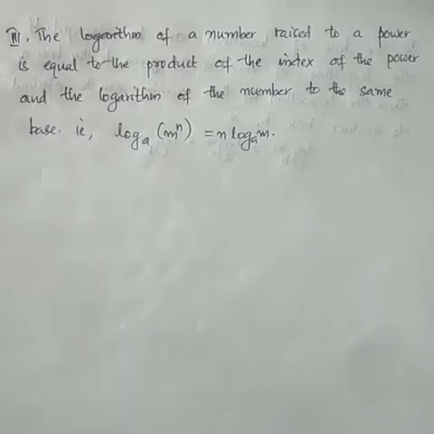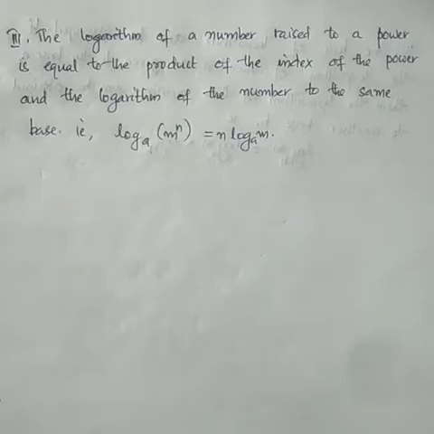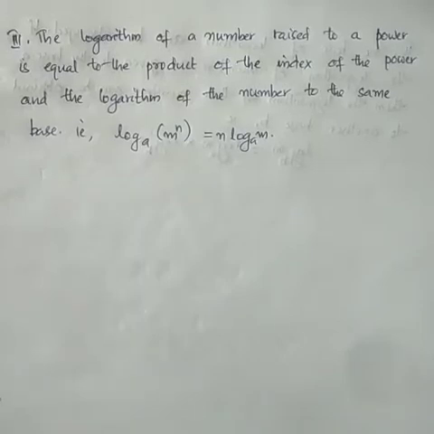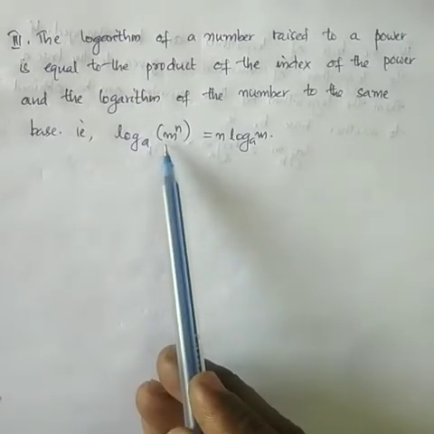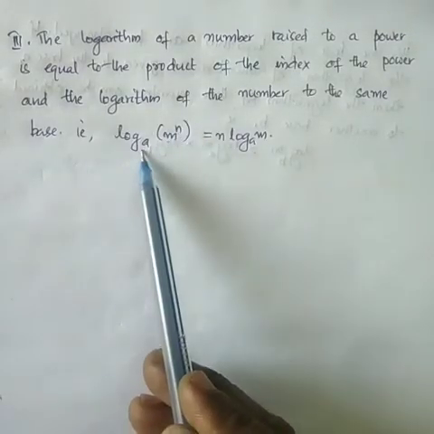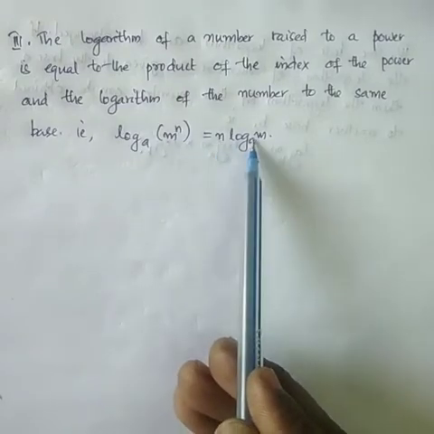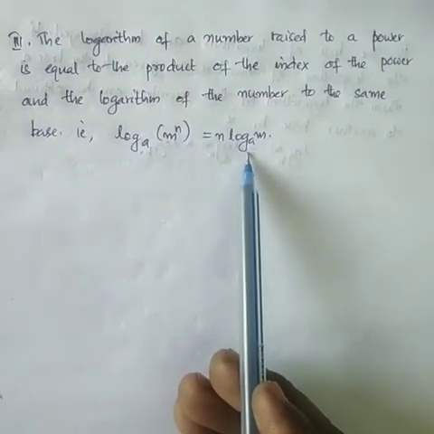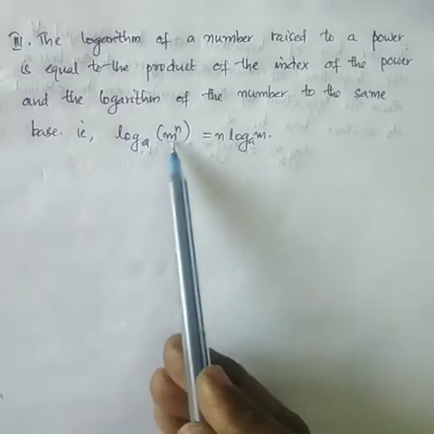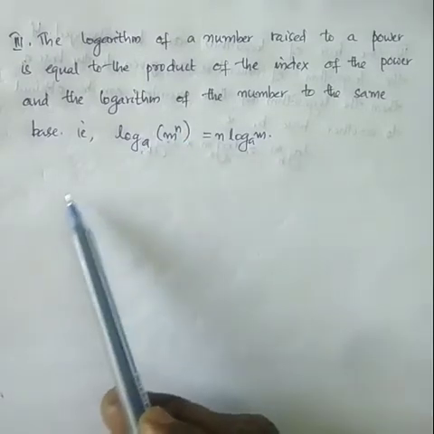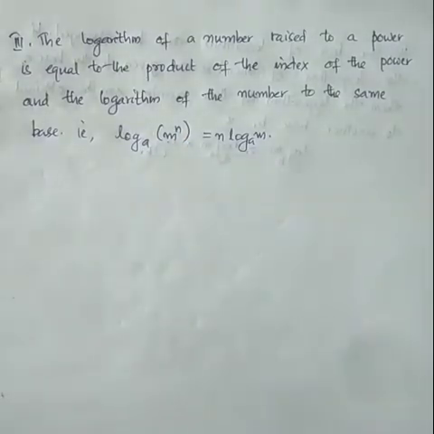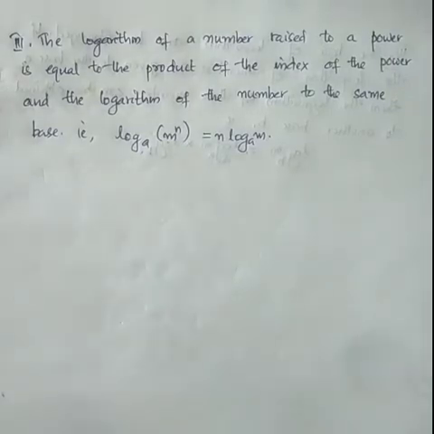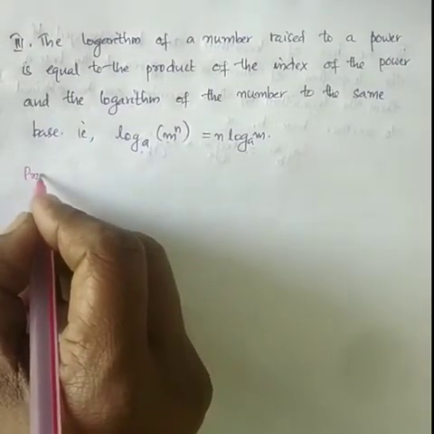The logarithm of a number raised to a power is equal to the product of the index of the power and the logarithm of the number to the same base. That is, log m raised to n to the base a equal to n log m to the base a. Now let's see the proof of this.